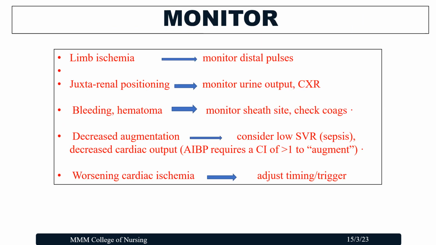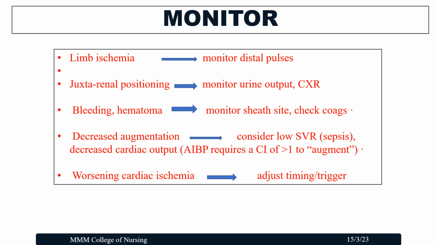When the patient is on IABP, what do we need to monitor? Always monitor for limb ischemia, because the catheter goes through the femoral artery, so the circulation to the lower extremities can be affected. Always check for ischemia in the limb and monitor the distal pulses constantly. Then monitor for juxta-renal positioning, where the catheter is positioned at the renal artery. It can obstruct the renal artery and renal function can be impaired.